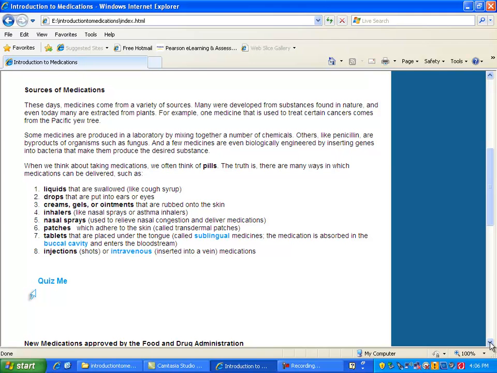There's also the way of injections to administer medications. Medication managers are never to administer any medications by way of injection or intravenous, which is administering a medication into the vein.